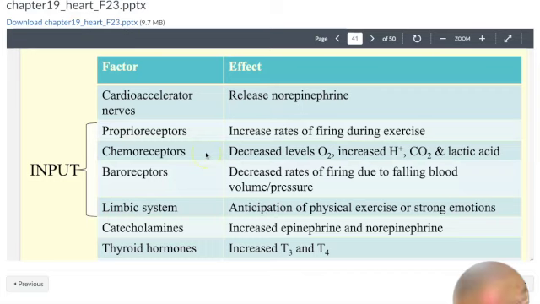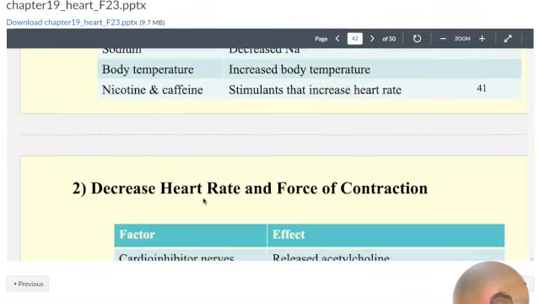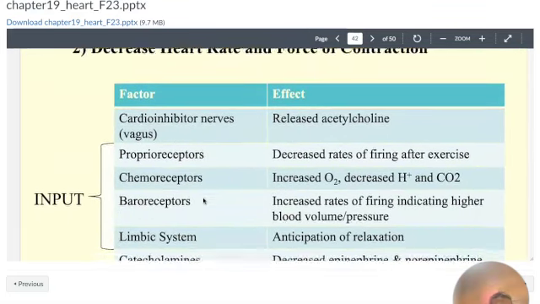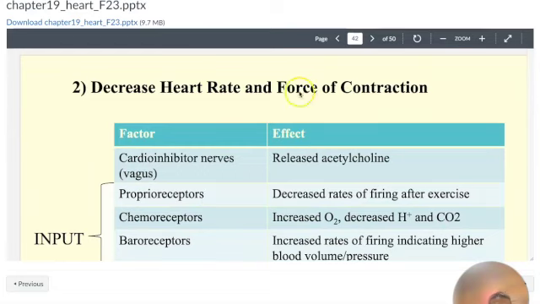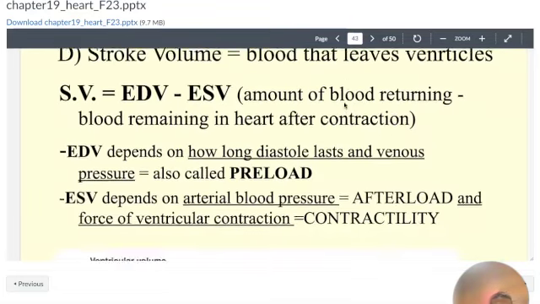So a lot of times, like if we stand up too fast, your baroreceptor is not able to catch up, and it sends a decreased blood volume or blood pressure signal, and then it will cause your blood pressure to increase. Same thing as the other chart.